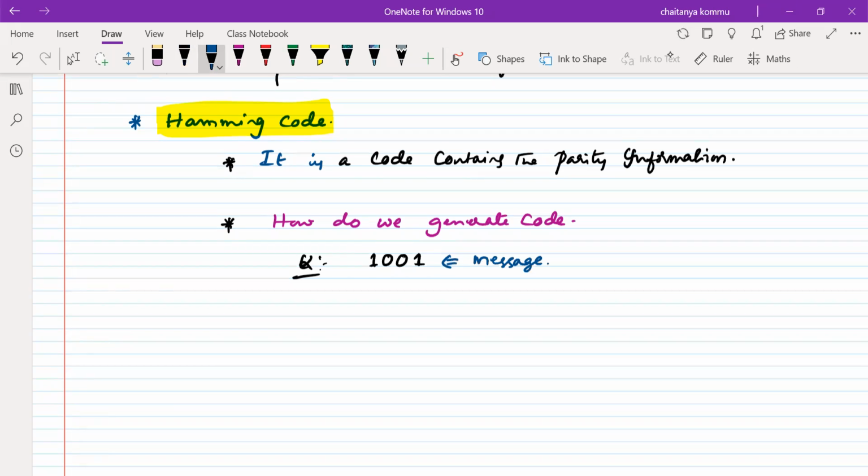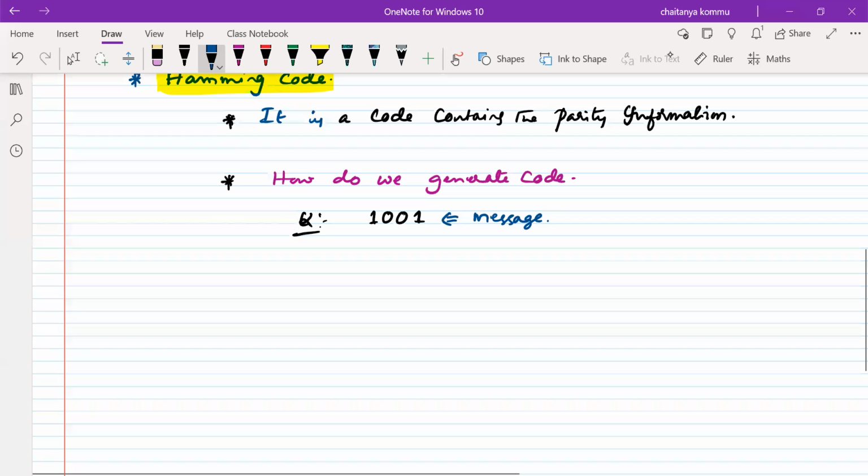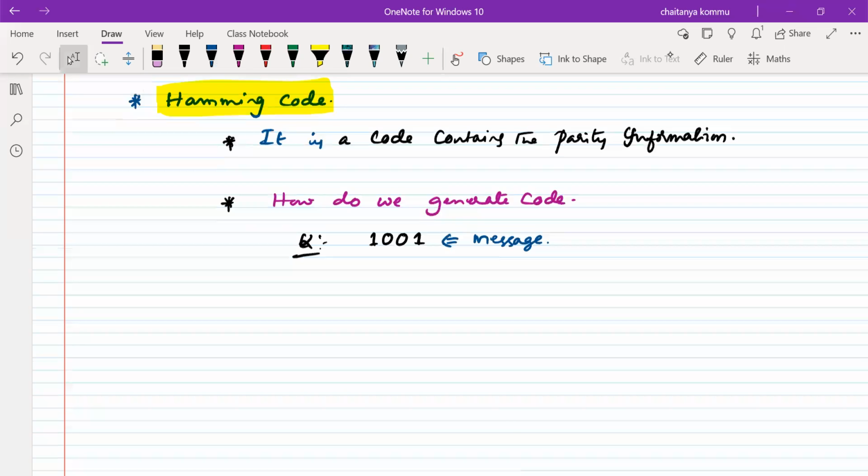Or this is the information that I have. So I don't want to send this message directly. Instead, I want to introduce some parity in this message with the help of Hamming code. So the question is that one single bit parity is not at all sufficient, as mentioned, but multiple parity bits are required to securely transfer the information.